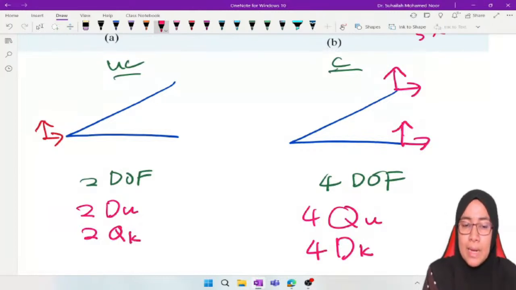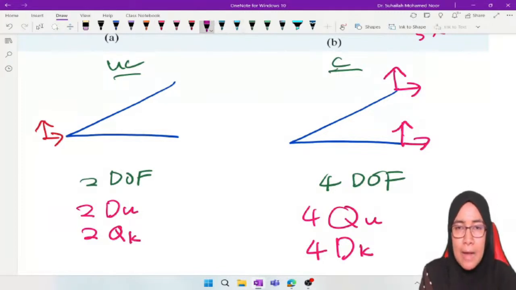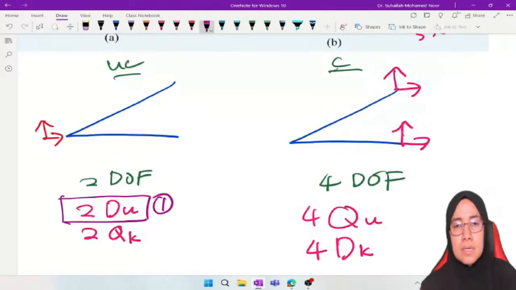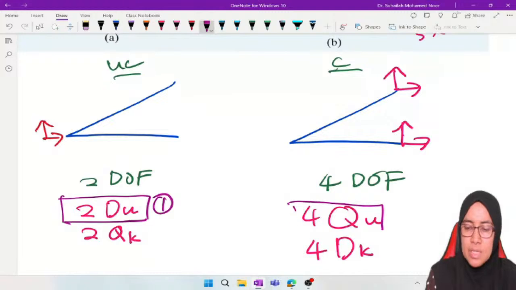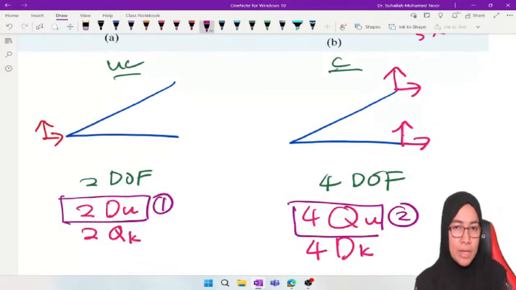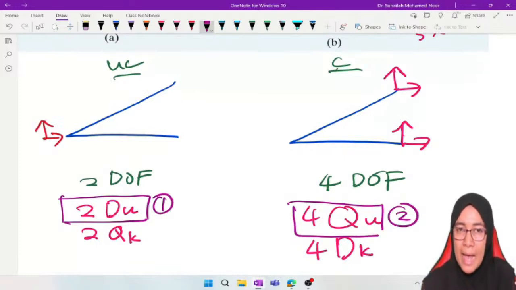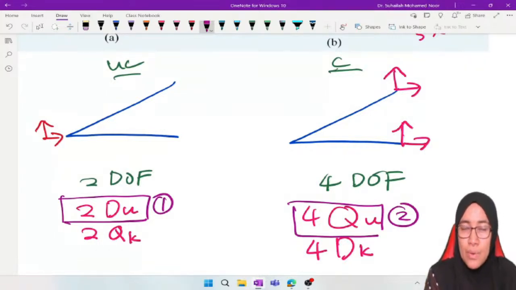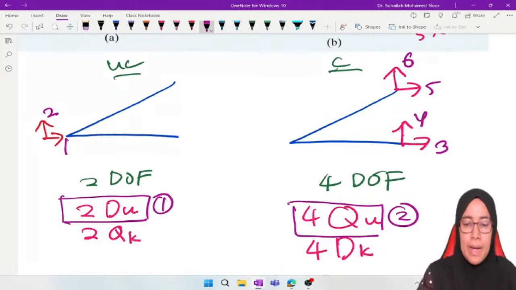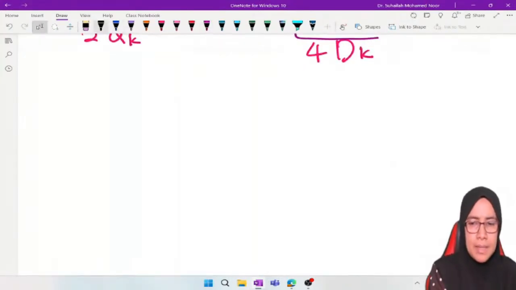When we label, the unknown displacement will be determined first, then only the reaction at the support. We determine unknown displacement, then only we can determine unknown reaction. So that is why when we label, we start from unconstrained: 1, 2, 3, 4, 5, 6. Okay, so now we combine.